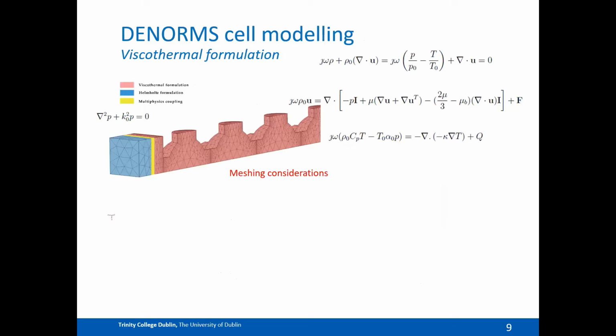On the modeling side, the main modeling was done through COMSOL. A viscothermal formulation was applied to the periodic cells, and then a simple waveguide with just a Helmholtz formulation was put at the inlet, mainly as a boundary condition to allow a plane wave and full absorption of the reflected wave. With such a design, you need a careful meshing strategy, because there are important losses within the boundary layer that need to be taken into account.